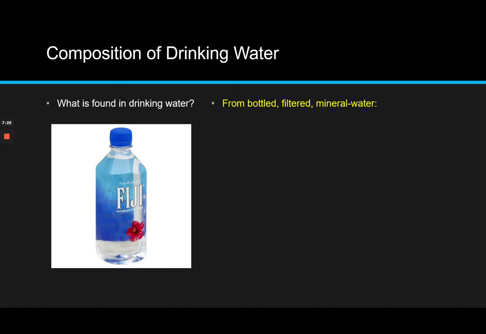Now, some of you guys prefer drinking bottled water as opposed to tap water or well water. So let's look at bottled water as well to see what is dissolved in them, because there are actually a few different types of bottled waters. Most bottled water, especially if it's called mineral water, will have trace minerals of iron, chlorine, copper, zinc, calcium, and magnesium.